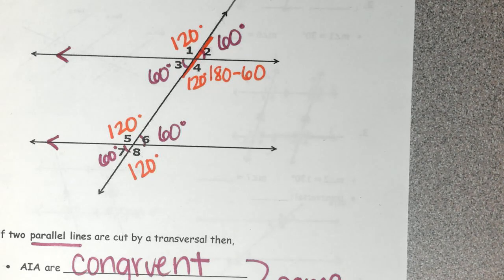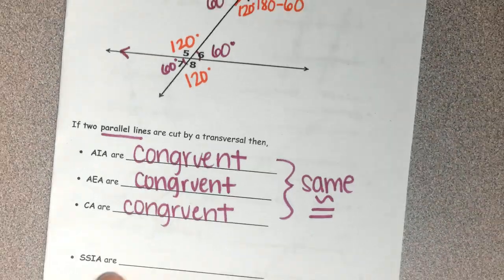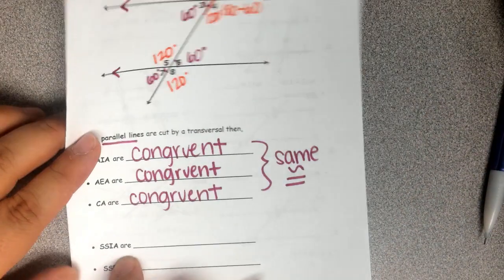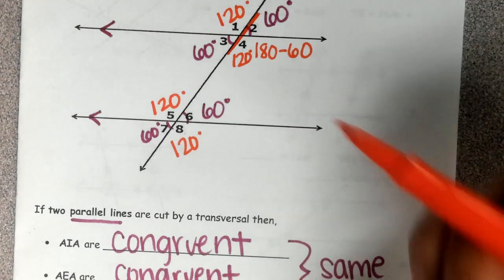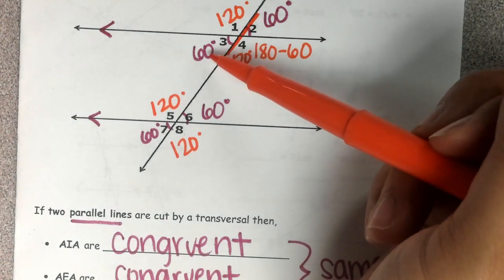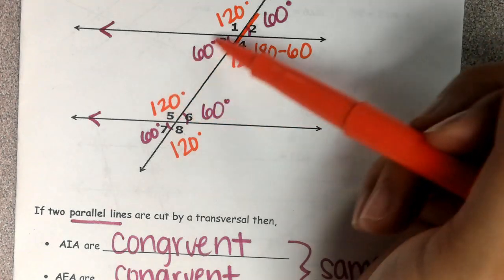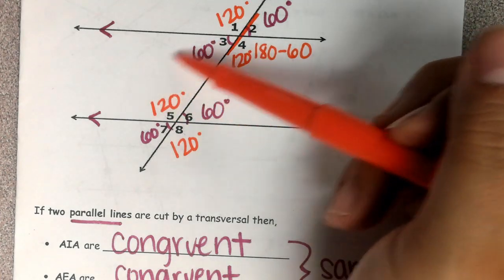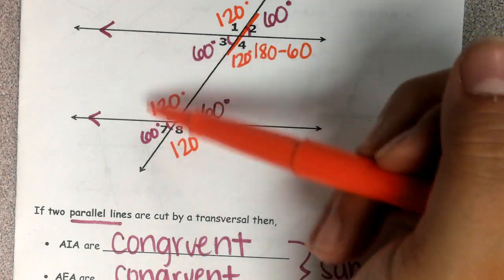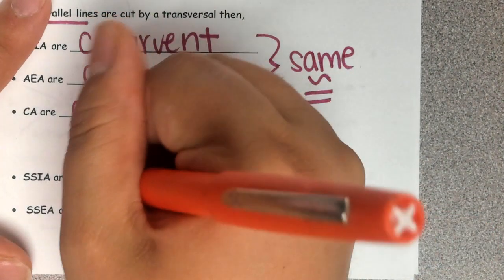Okay? Now, real quick, SSIA. SSIA is same side interior. For 3, what's the same side interior as 3? 5. Are those the same or are they different? They're different. How are they different? What vocabulary word can I use? They're supplementary. What does supplementary mean?